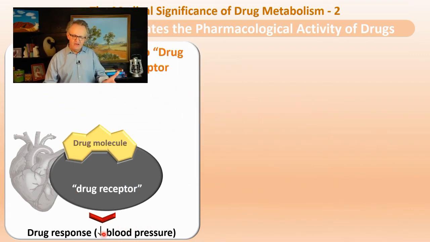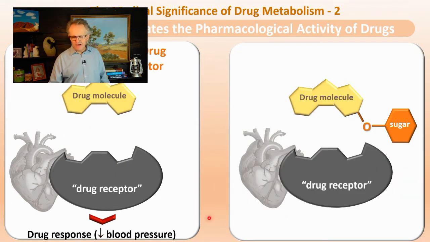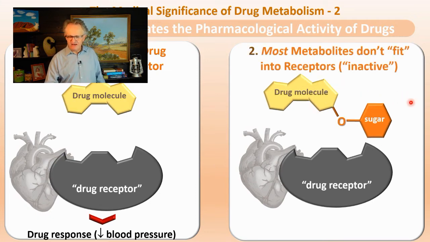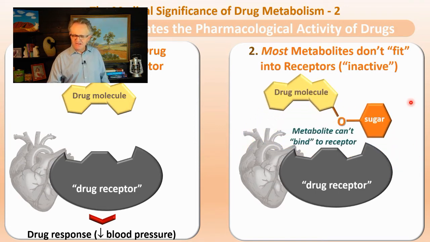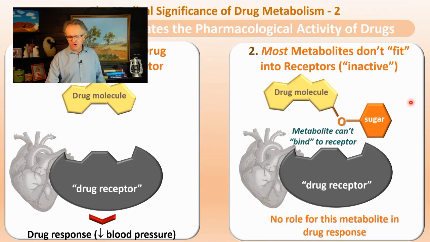And let's say in this case, we see a decrease in blood pressure as a result of the drug binding to this particular receptor. Now, what happens when the drug gets metabolized is we see now there's this sugar group stuck on it. And so now this drug simply can't fit into that binding site anymore. It just doesn't bind anymore. So in this case, the metabolite doesn't contribute at all to the pharmacological response. So usually when a drug gets metabolized in the body, it switches off its biological activity, and that's one of the reasons why we need to replenish the dose with a fresh dose.